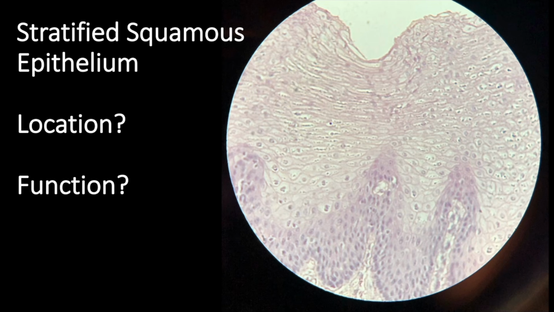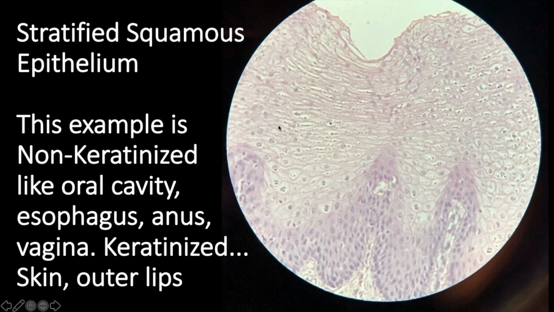Now, location and function. Well, this happens to be an example of a non-keratinized tissue. Non-keratinized. How can we tell? Because we see nuclei all the way up to the top. You find these in the mouth, the oral cavity, the esophagus, the anus, the vagina, anywhere where the tissue cannot dry out.